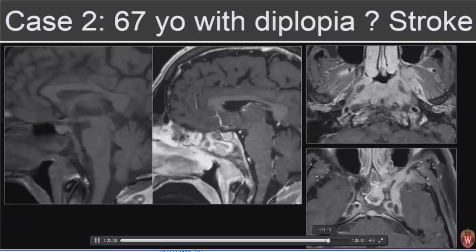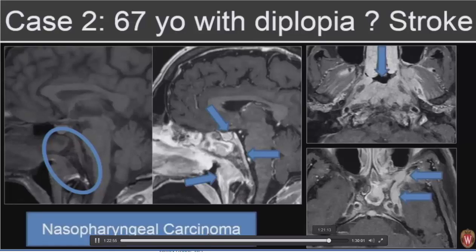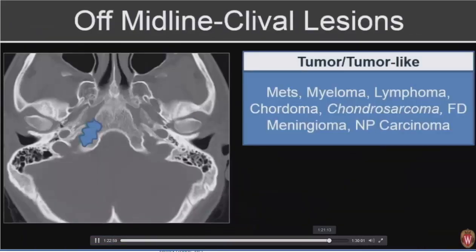So now back to our case. So a 67-year-old with diplopia and stroke, and we can see here that in this example that we've got total marrow replacement of the clivus. We have this dural enhancement that is extending posteriorly. We see that the pituitary gland looks normal, but we also notice that the nasopharyngeal soft tissues are abnormal. And so this patient has a diagnosis of nasopharyngeal carcinoma with perineural tumor spread and extension through the clivus.